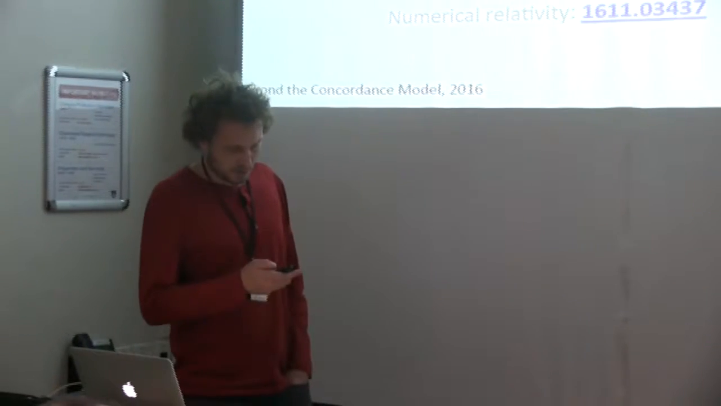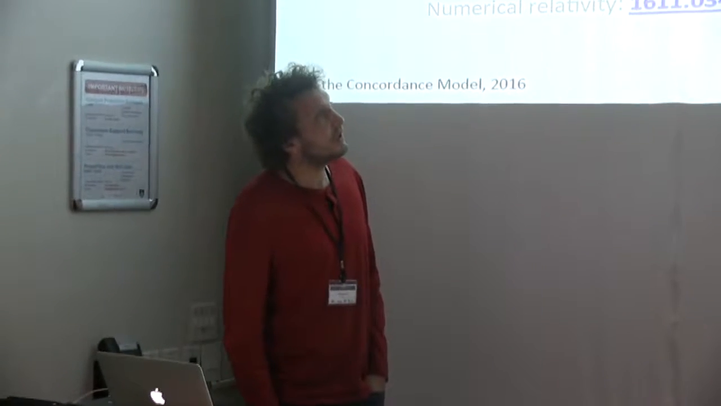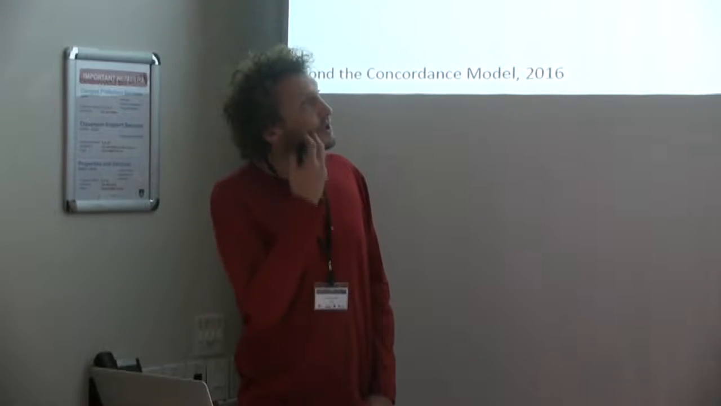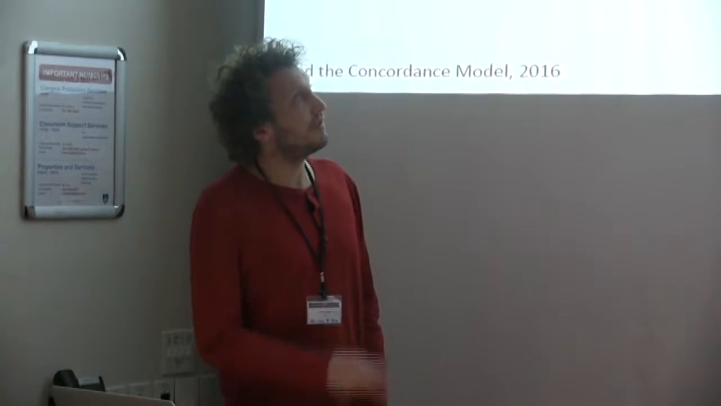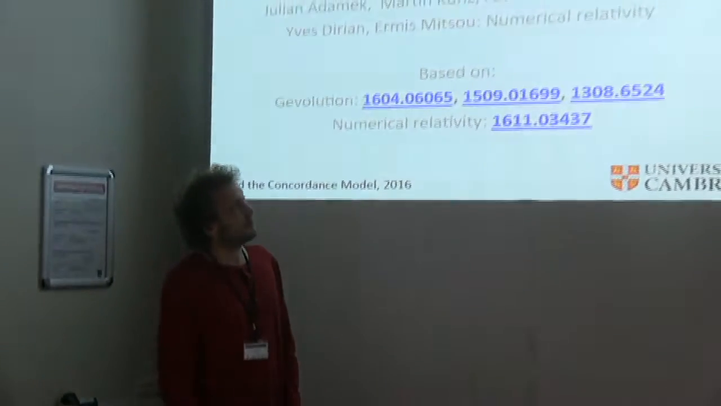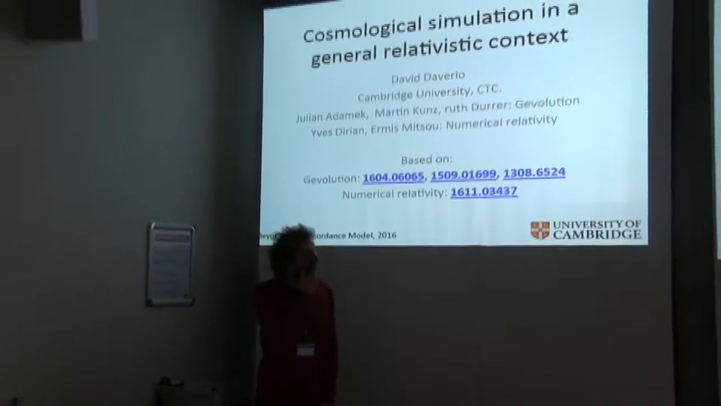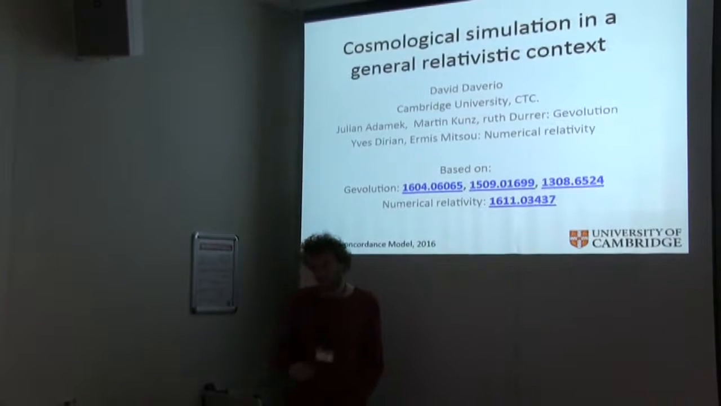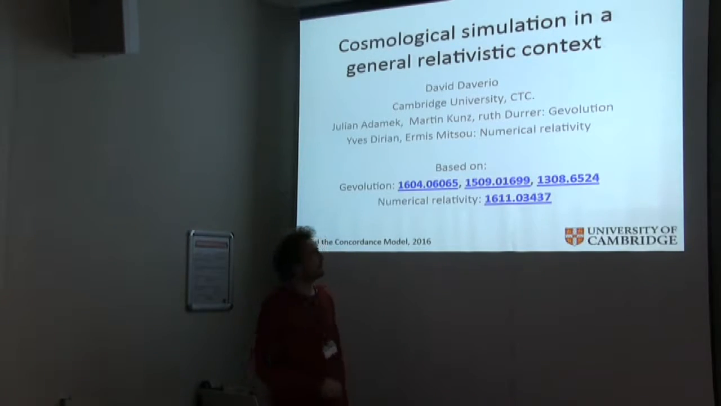work. The first one has been done with Julian Adam and Martin Kumsan. This is about the Gevolution code. This is basically my PhD. And the second part is really much more about numerical relativity, and it has been done with Daverio and Ramses. And this is like my last 1.5 years of work. So this is based on these 4 papers.